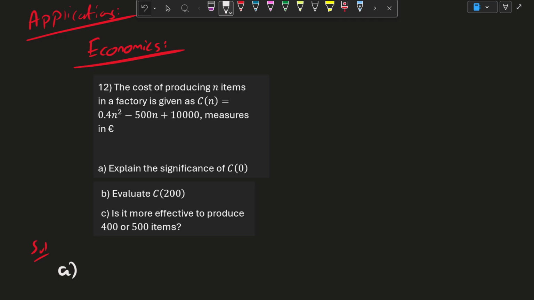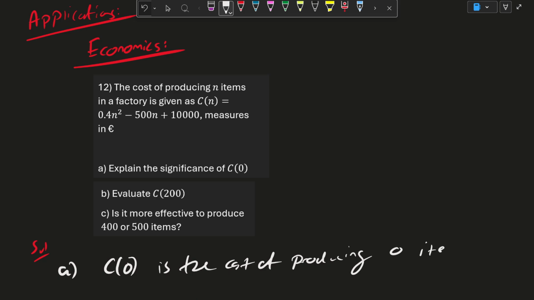Now this notation you'll remember from Junior Cert. We are going to cover it again in functions, but it basically means that n is the general form of this equation. So when n gets replaced with 0, it's the exact same in this as well. So C0 is the cost of producing no items.